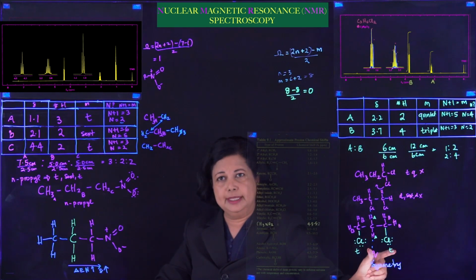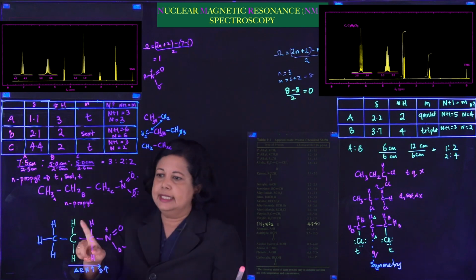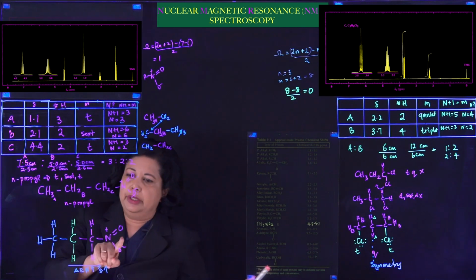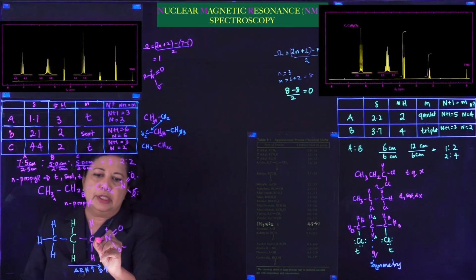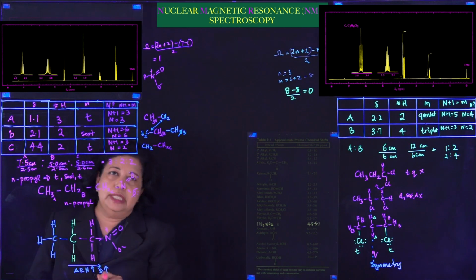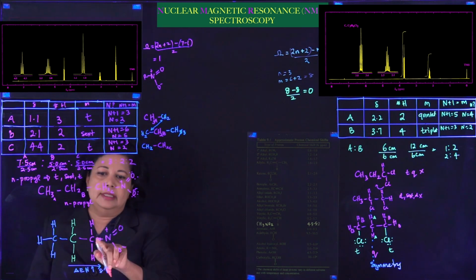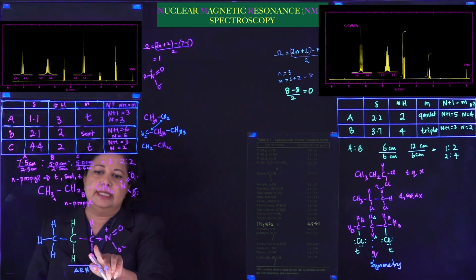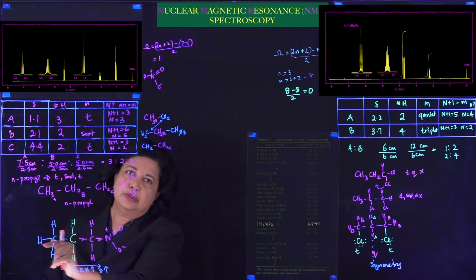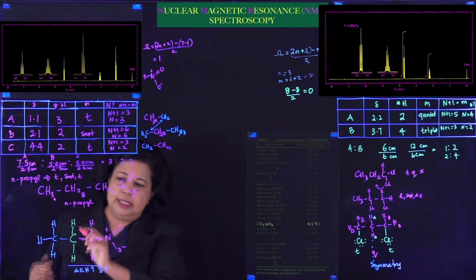identical environments. If you take this, nitro is the most electron withdrawing group here, therefore it's going to pull electrons from this carbon, and these will be the most de-shielded. So the delta would be high for this. These are going to taper down because it's going through the sigma bonds. It drops off with distance, and we saw that earlier.